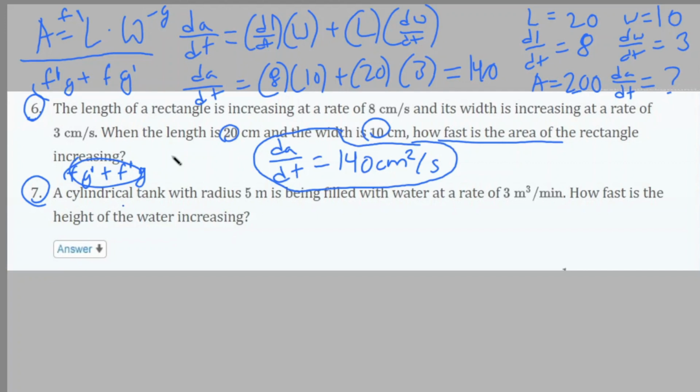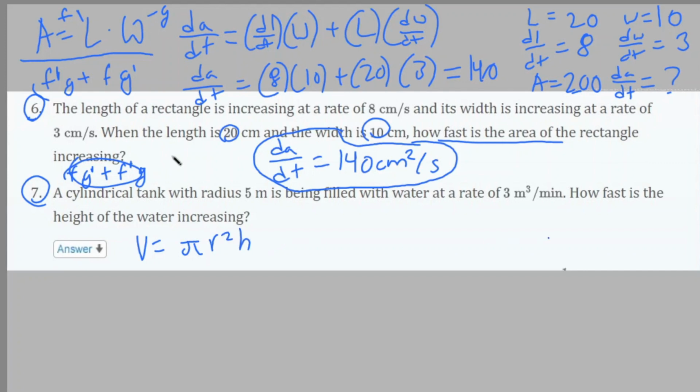And for number 7, we're dealing with this cylinder, basically just a cylinder, that's the shape. And we're dealing with volume here, so the radius is 5 meters and it is being filled with water at a rate of 3 meters cubed per minute. This means that the volume is increasing at 3 meters cubed per minute. How fast is the height of the water increasing? So we're going to be looking for height here, or rather dH dt. So let's write it out. We know that the volume of a cylinder is V equals pi r squared h.